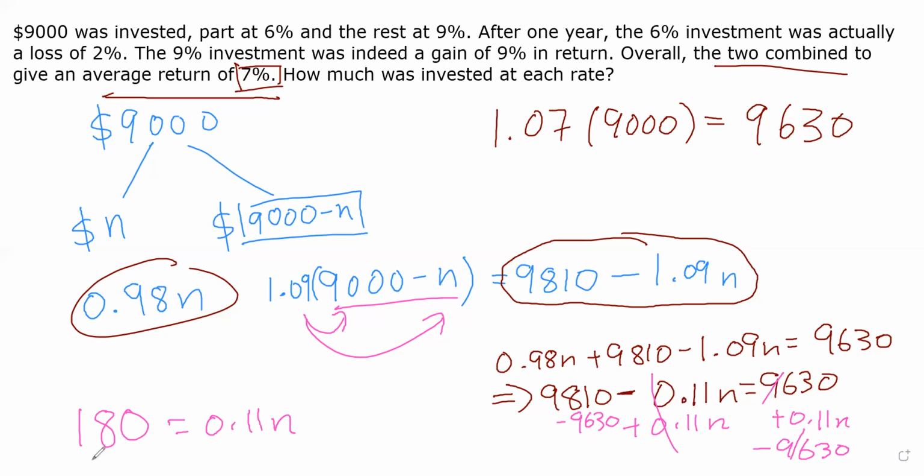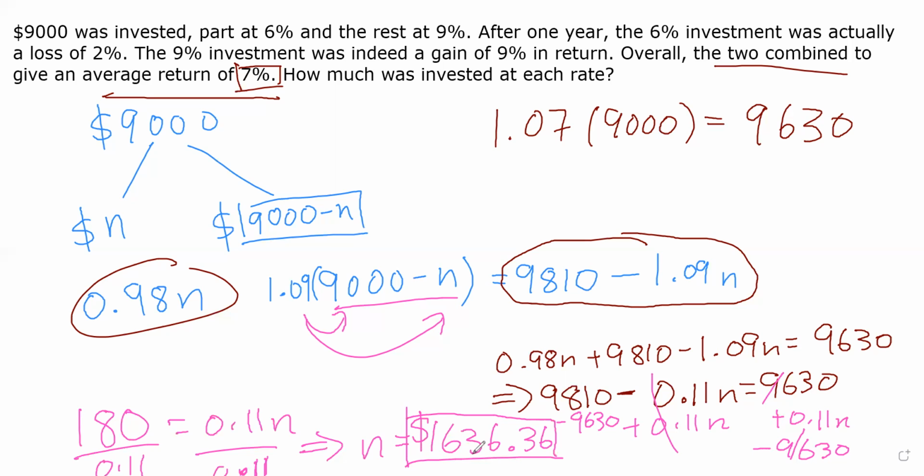Now, dividing both sides by 0.11, we get that N is equal to 1,636.36, rounded to the nearest hundredths. So this much was supposed to be invested at 6%, but it was actually a loss of 2%.